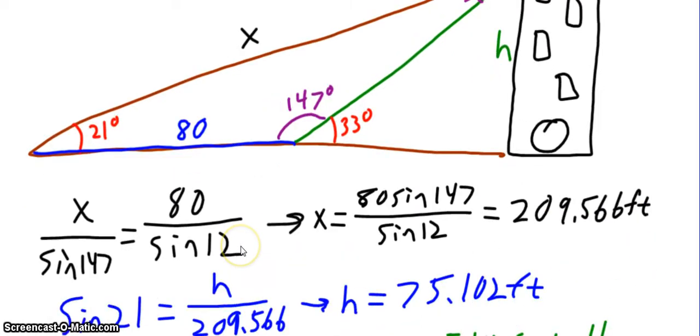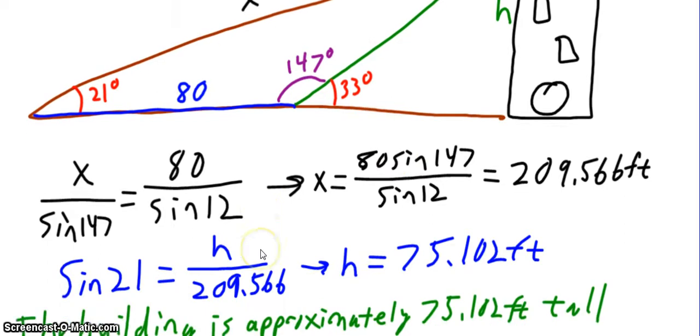Now from here, I didn't use the law of sines anymore. You can, but you don't have to. I know that this is a right angle because I'm assuming that the building is perpendicular to the ground, which I know you're not supposed to assume things, but that's what I did.